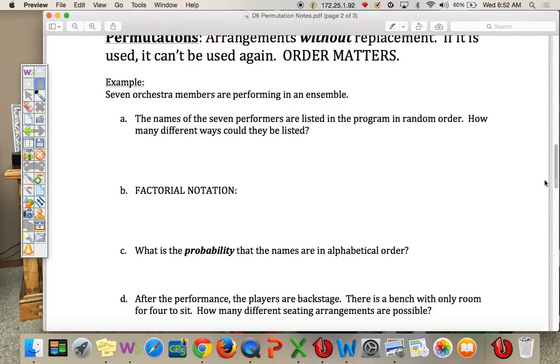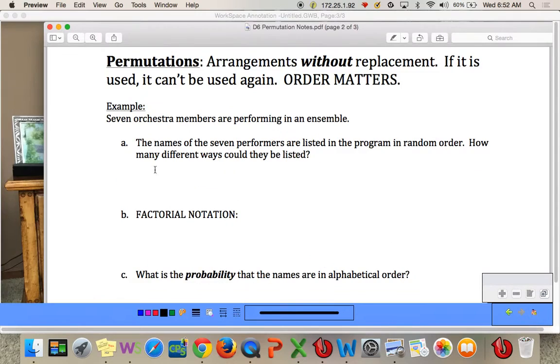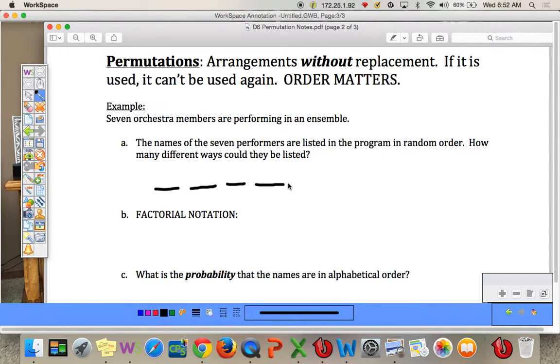So here's the first example. 7 orchestra members are performing in an ensemble. The names of the 7 performers are listed in the program in random order. How many different ways could they be listed? So the counting principle says, all right, you've got 7 different orchestra members, and if you use one, you can't use them again. So you have 7 choices for the first name in the program, and if you use one of them, how many do you have left? You have 6 names to choose from. And if you use 2 names, you have 5 names left to choose from, and so on.